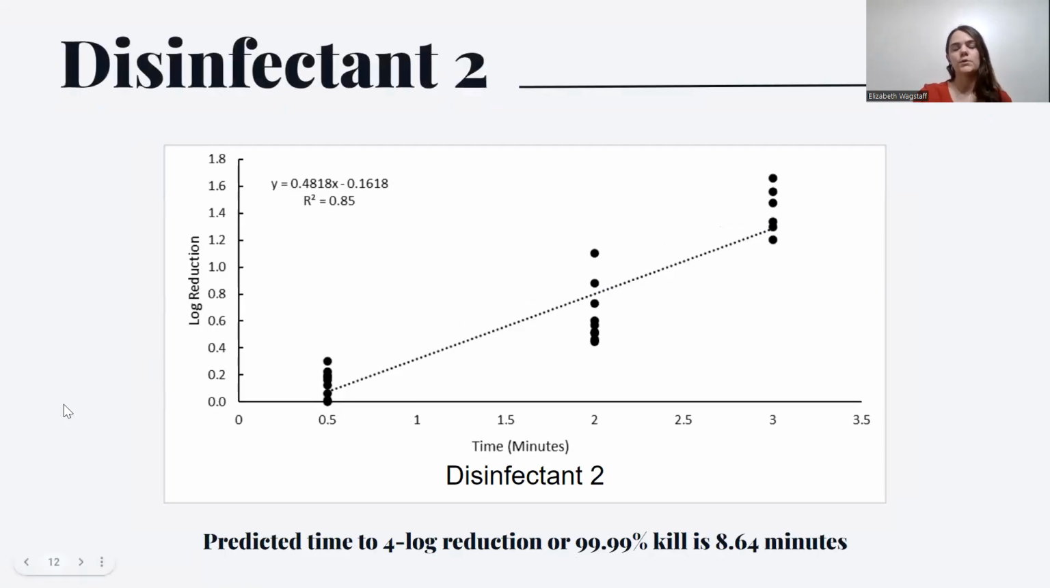And for disinfectant 2, we were also able to generate a curve. We used 30 seconds, 2 minutes, and 3 minutes. And with both of these, we noticed that if we went any longer than that last time point, we would have significant variation, and it was very difficult to calculate our curve and evaluate our data. For disinfectant 2, our predicted time for 4 log reduction was 8.64 minutes to get a 99.99% kill.